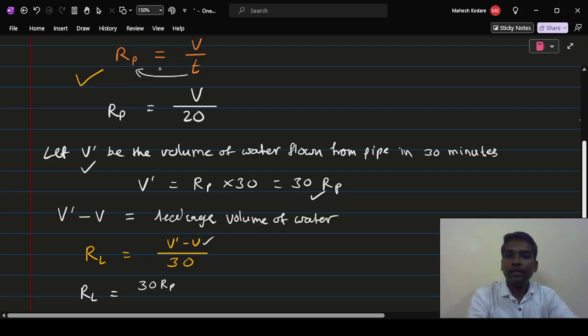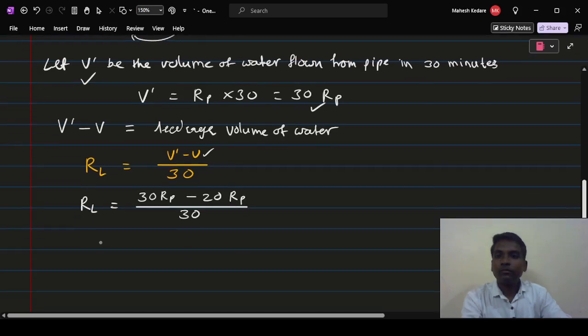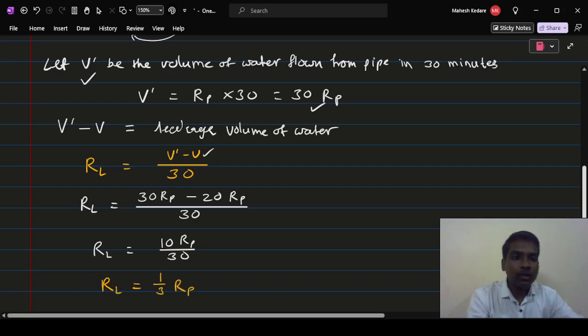We take T on this side and write V equal to T Rp. In this equation we take 20 on this side and write V equal to 20 Rp, divided by 30. This gives us RL equal to 10 Rp upon 30, and we obtain the result that the leakage rate is 1/3 of the pipe rate.